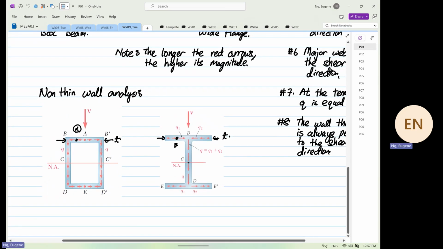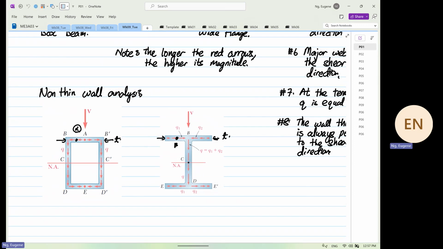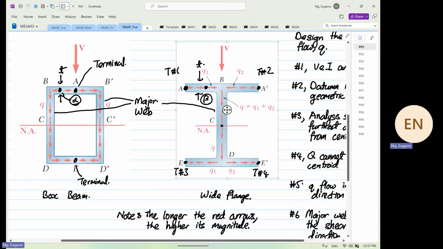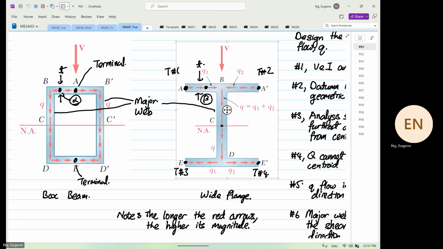This is non-thin wall analysis. At point A, can you see where I put the thickness? Yes or no? For thin wall, it is the one on top. Can you see where I take the thickness? That is the difference. Now the thing is, when to use thin wall and when to use thick wall? There is no rule.